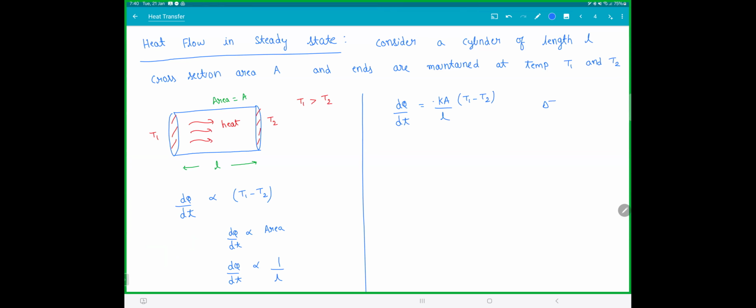We can write delta T is the temperature difference. Normally it is T2 minus T1, final minus initial. So the formula is dq by dt is equal to minus K A delta T by L. This is a formula for steady state. Let's see what each term means.